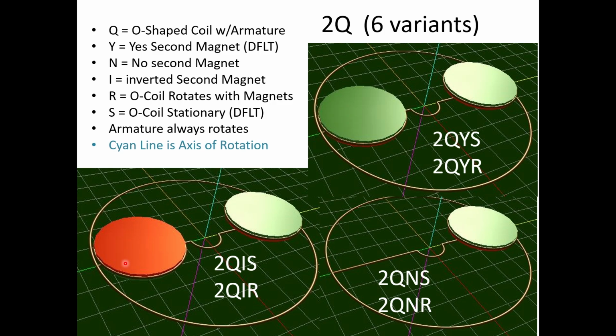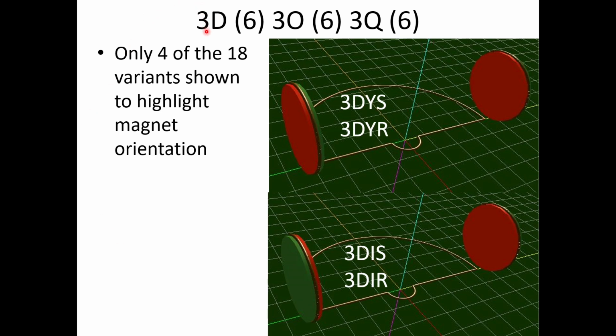So if we go to the paradox 3, there's 3D, there's 6 variants, 3O, there's 6 variants, 3Q, there's 6 variants. I'm only showing 2 pictures to show you the orientation of the magnets. When you have a 3D Y, both of the magnets are in the positive Y direction. This red is X, Y is this way, and Z is up. When you invert the second magnet, then the north is facing out on both cases. They're facing away from the center of the loop. Other than that, all the other variables work the same, so that's another 18 variations of experiments.